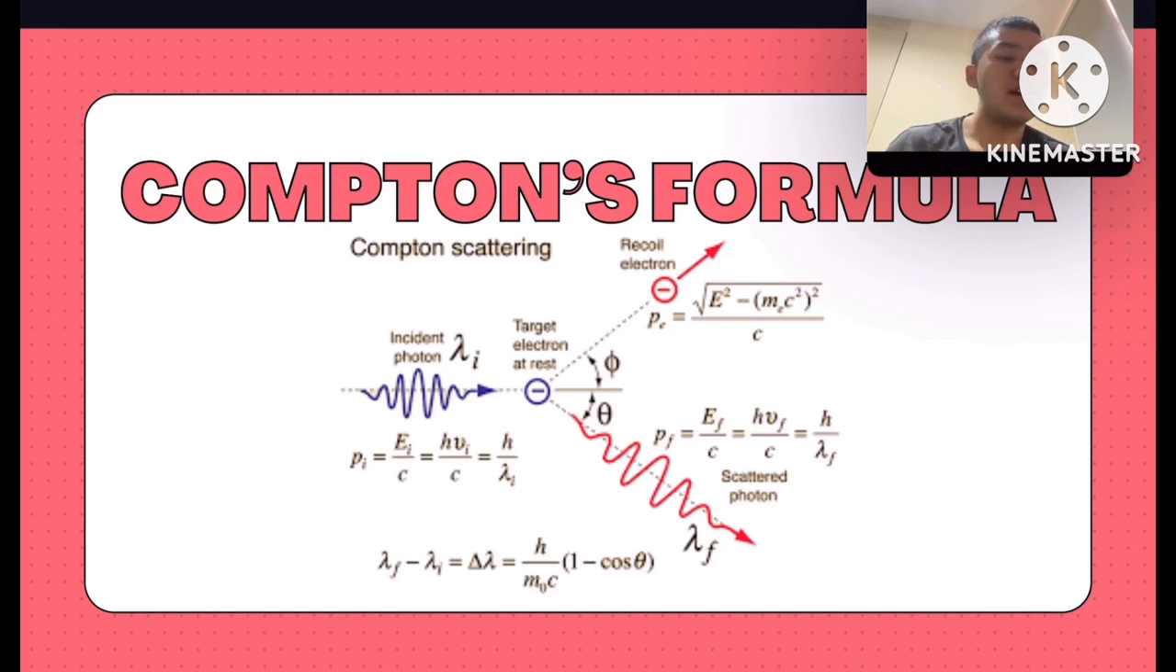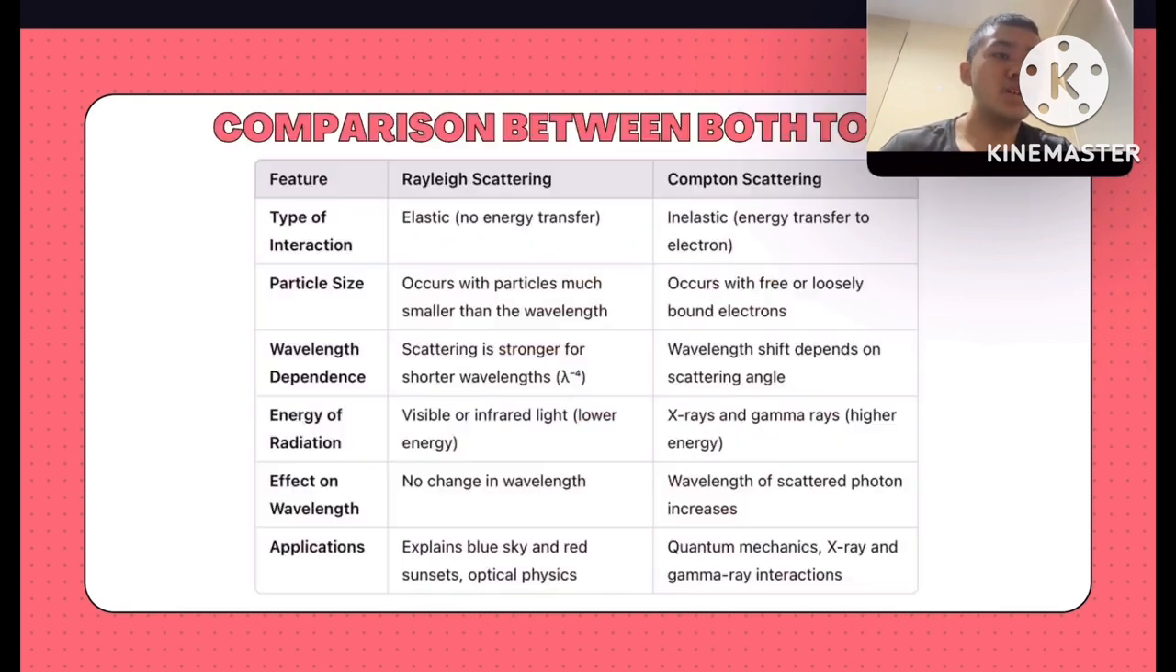The upper equation, the recoil of the electron equation, is p equals the root of E power 2 minus m power 2 c power 4, and all of the root divided by c, the speed of light. And the lower equation is the same as the first equation, that is the scattered photon, but it is post collision, or the final photon.